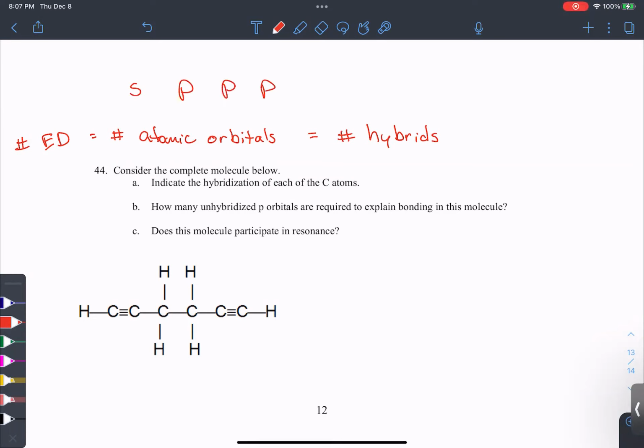Okay, so this first carbon, how many electron domains? 2. So how many atomic orbitals are we going to combine? 2. And then how many hybrid orbitals do we get out? 2. So what's the name of that hybridization? SP, because we combined an S orbital and a P orbital. So we call it SP. Great.